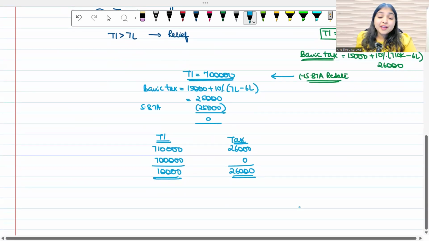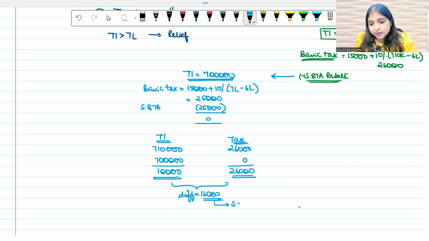Now tell me, is it fair? For 10,000 extra income, you're asking your assessee to pay 26,000 extra tax. How can tax be more than income, guys? It's not fair. So therefore, what is the difference? The difference over here is 16,000 rupees, and this 16,000 rupees is what you can enjoy as Section 87A rebate.